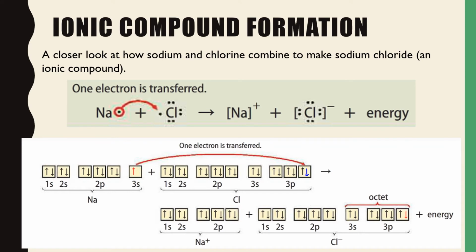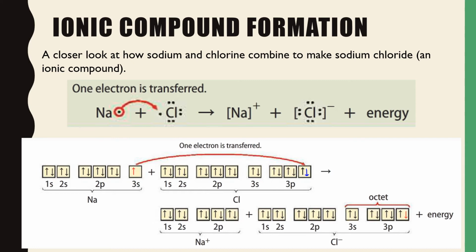Let's take a closer look at how sodium and chlorine combine to make sodium chloride. So I'm going to look at these Lewis diagrams and the electron configurations to help me see how this ionic compound is formed. Sodium is a group 1 alkali metal and has 1 valence electron. Chlorine is a halogen and has 7 valence electrons. In order to complete its octet, chlorine needs to gain 1 additional electron. And because chlorine's nucleus is stronger than that of sodium, it's strong enough to completely remove that valence electron.